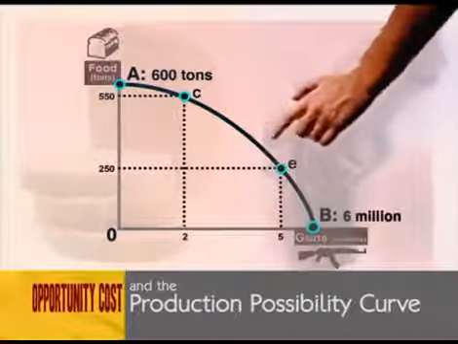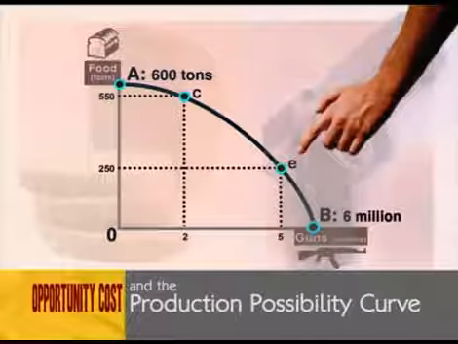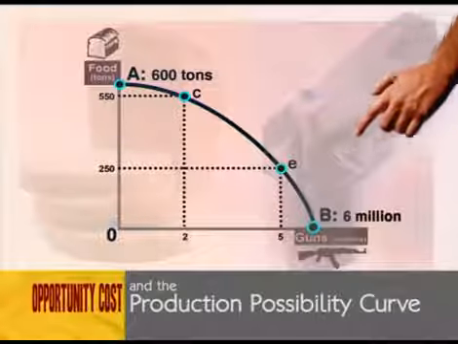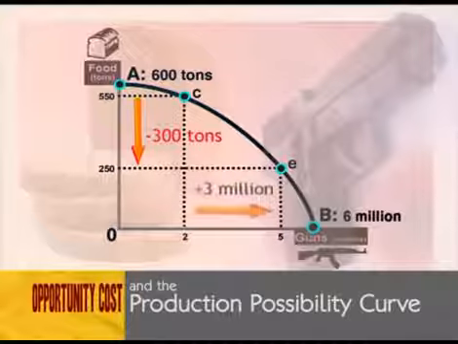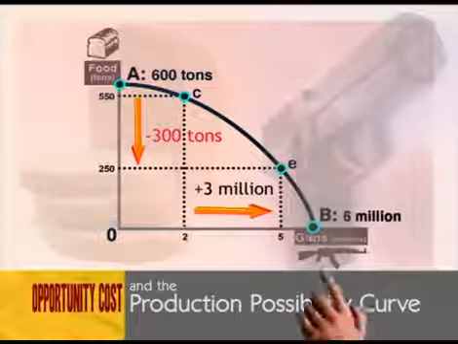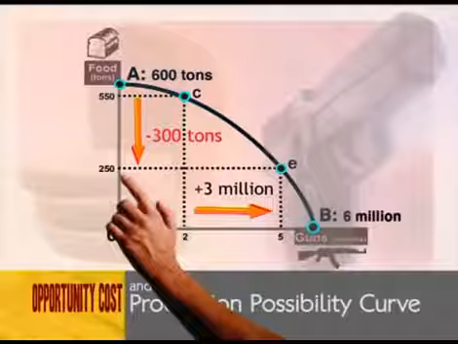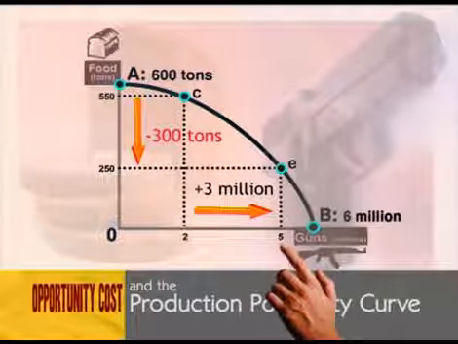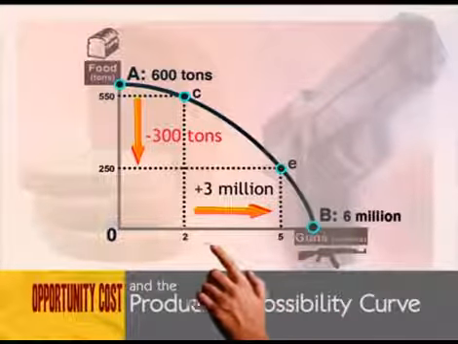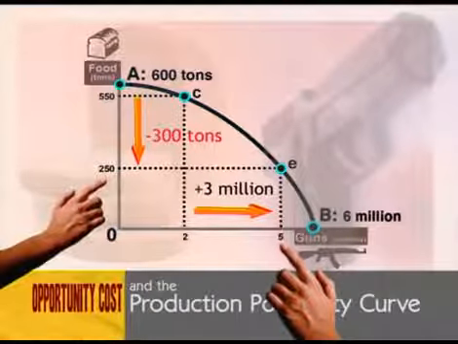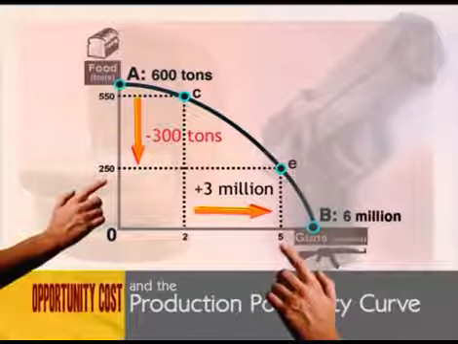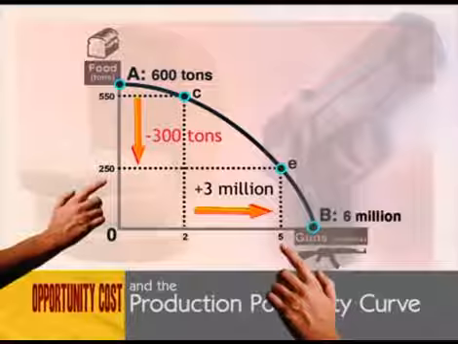But as we move down to point E, resources are moved away from food production towards the production of guns. Consequently, food output declines and the production of guns increases. At point E, we'll produce 250 tonnes of food and 5 million guns. So the opportunity cost of making more guns is the drop in food production. In this case, the opportunity cost of producing 3 million more guns is a decline of 300 tonnes of food production.